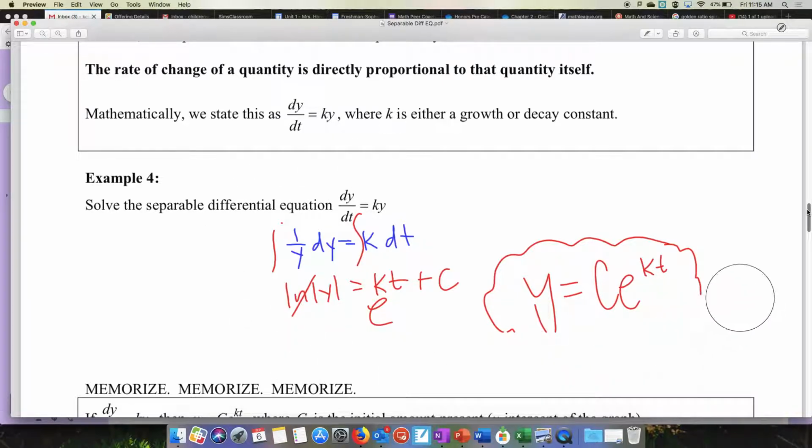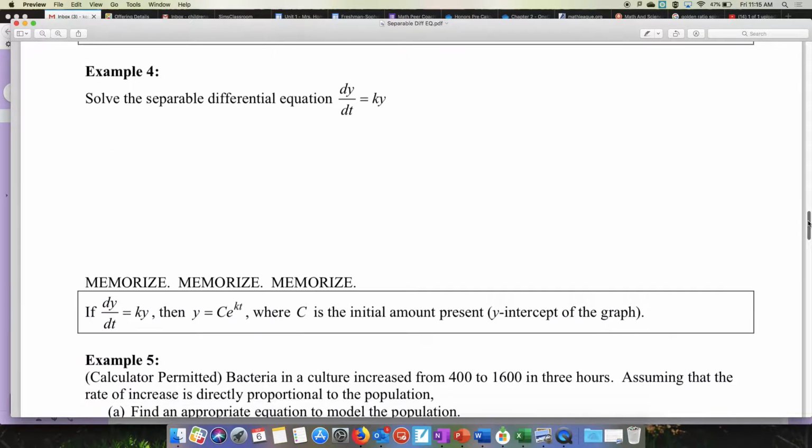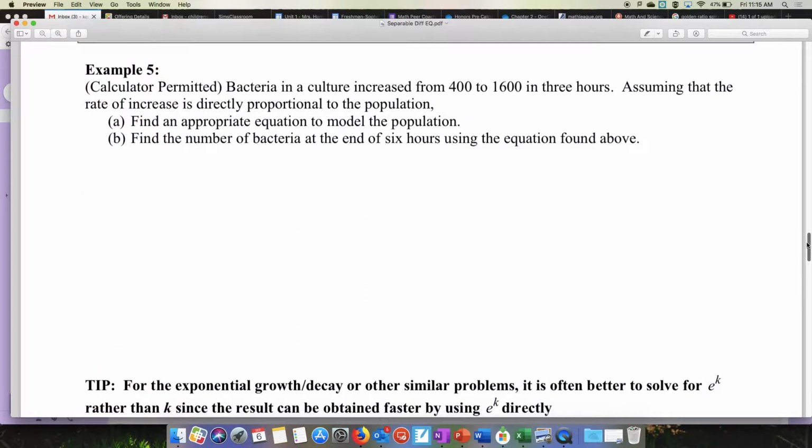Bacteria is fun. Sure. Hi, Zane. Yeah. See, look at all this fun we're gonna have with bacteria.